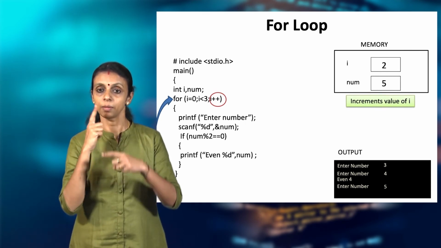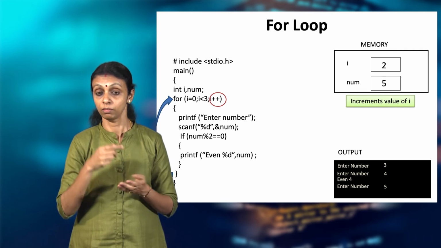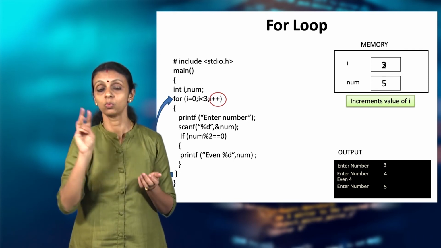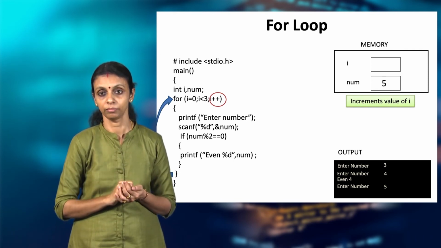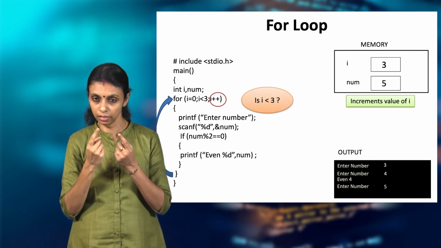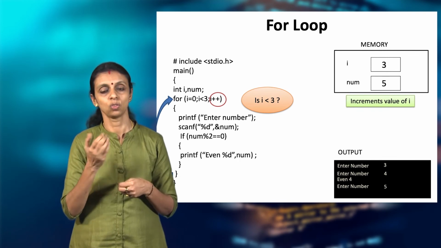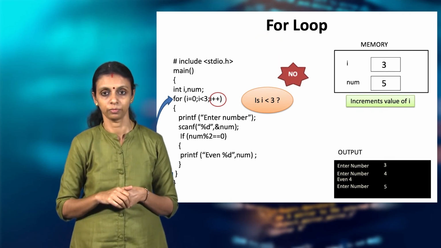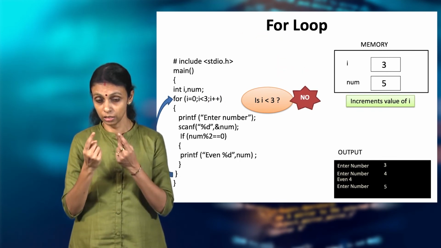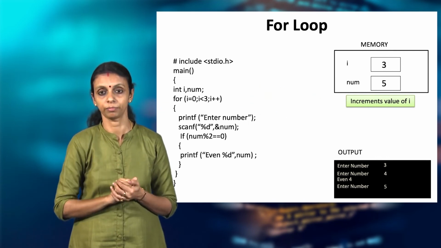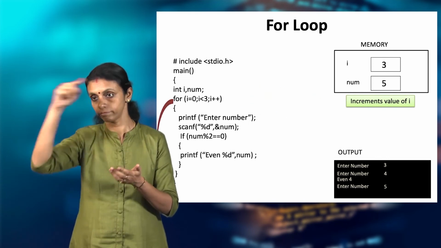I is incremented. Now, value of I is 3. Checks the condition. Is I less than 3? No. The condition is false. So, comes out of for loop.